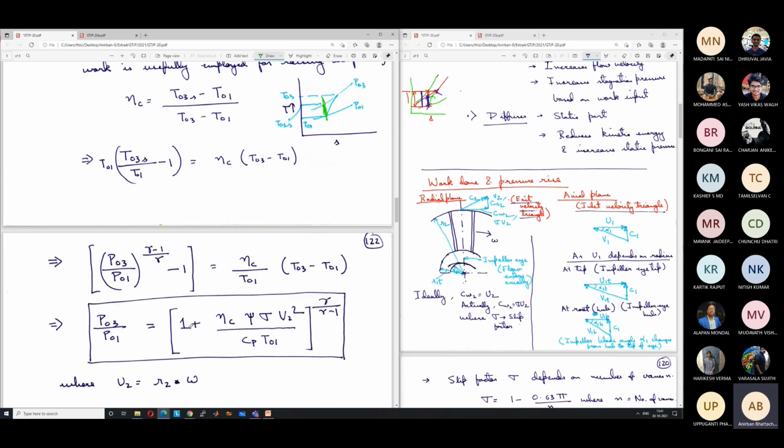P03 by P01 is equal to 1 plus eta C psi sigma U2 square by Cp T01, the whole to the power gamma by gamma minus 1. Eta C is known, the compressor efficiency; psi is known, sigma is known, U2 is known. U2 is R2, the radius, into angular velocity. Cp T01, inlet condition, known. This is how we get the pressure ratio.